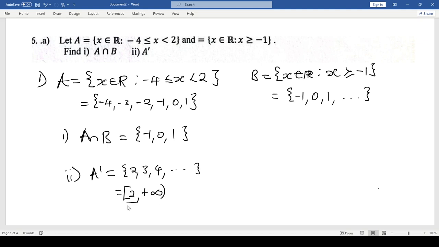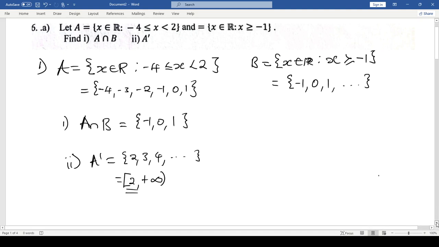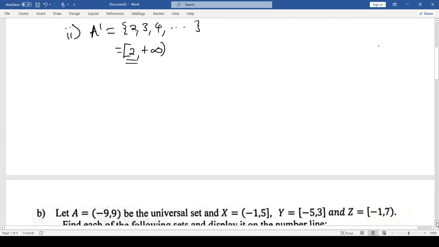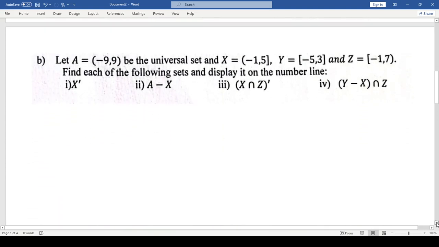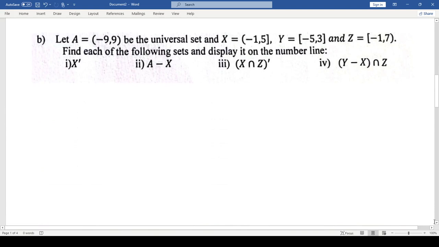Okay, let's go to the next question. Okay, so for this question we're told to let A be equal to -9 not included, and all the way up to 9. We also don't include the 9 there. Be the universal set. Then x be this set here that we have here. Then y be this set, and z be that set there.